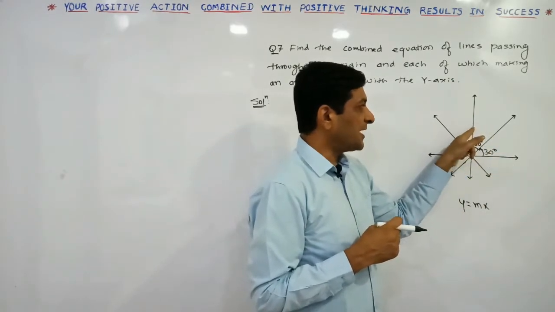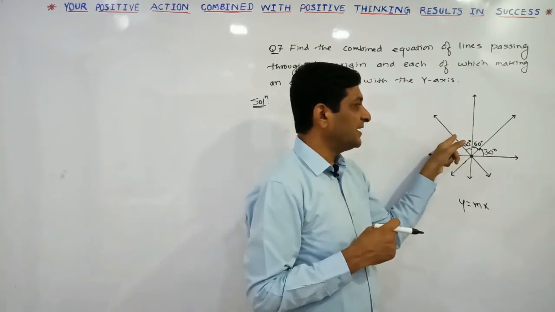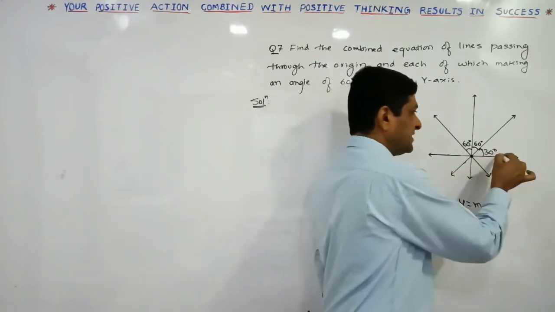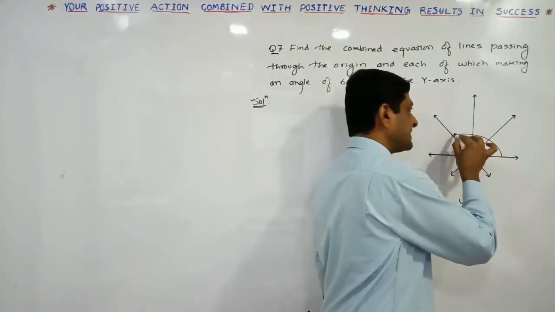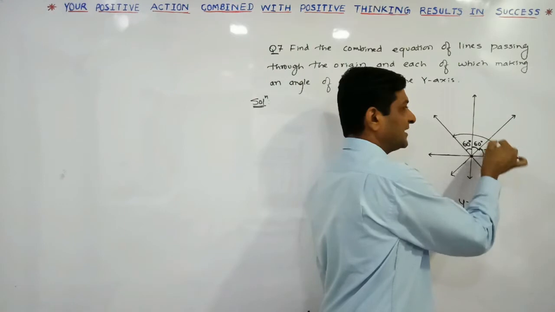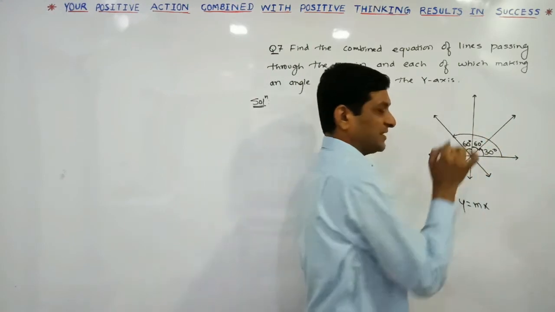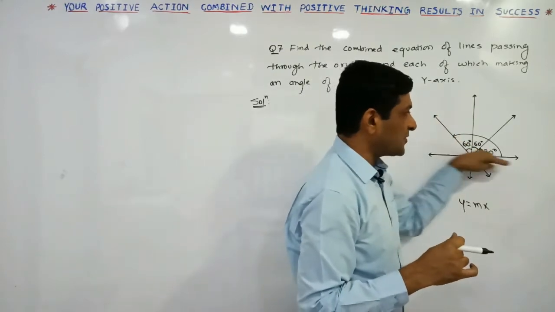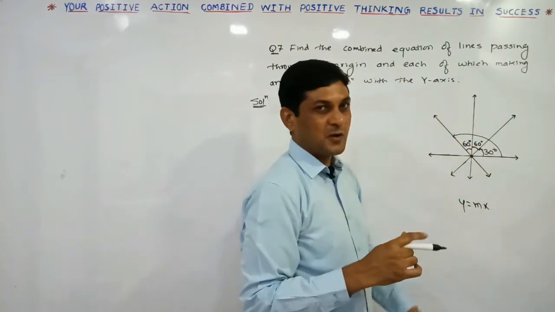90 degree, और 90 में ये 60 include करेंगे तो हमें क्या मिलेगा? 90 plus 60 is 150. Means this 150 degree is the angle made by this second line. 90 यहाँ तक का एंगल हो गया, 90 plus 60 will be equals to 150. This is the angle made by this second line with positive direction of x-axis in anti-clockwise direction.